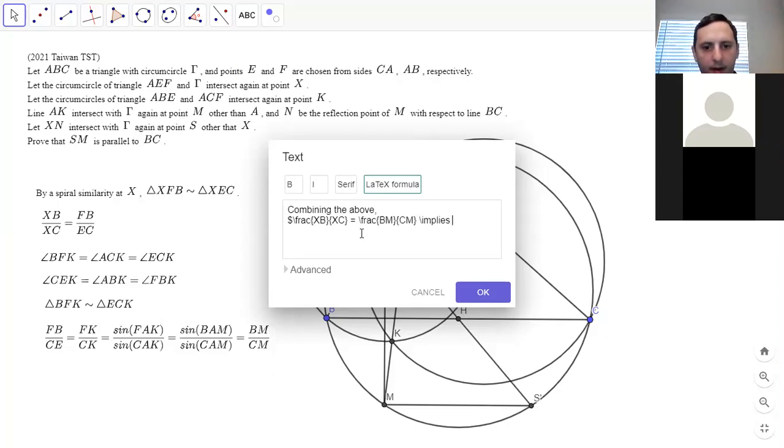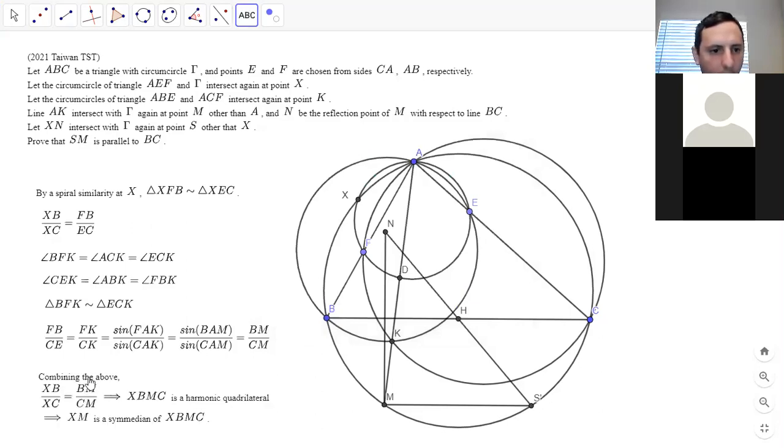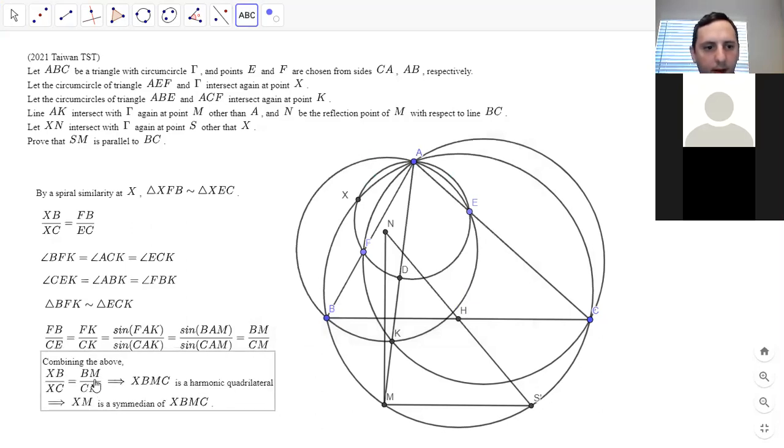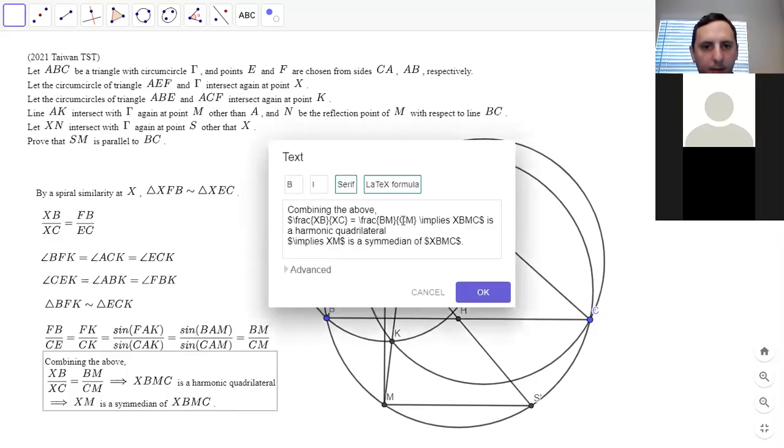That means that XBMC is harmonic. And that implies that XM is a symmedian of XBMC. And so that implies that XN is a median of... I'm sorry, this should just be XBC.